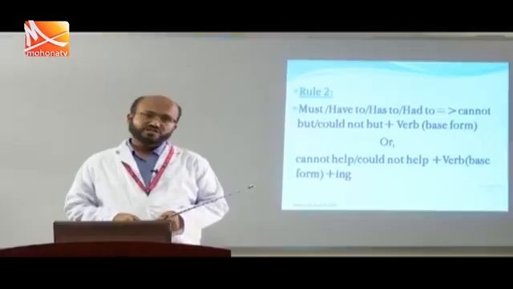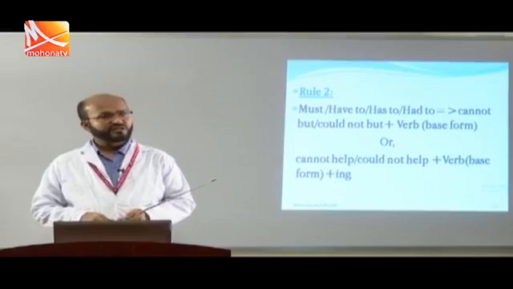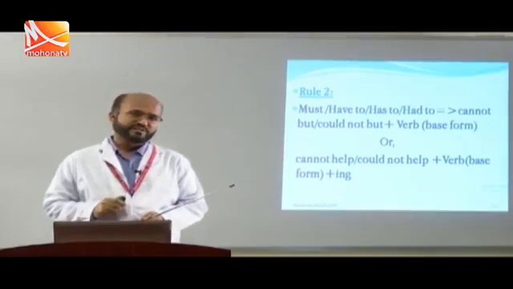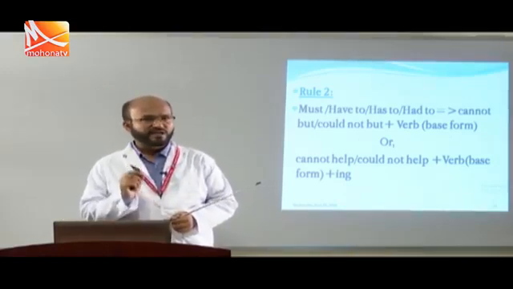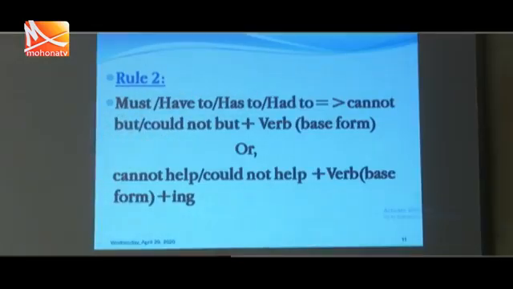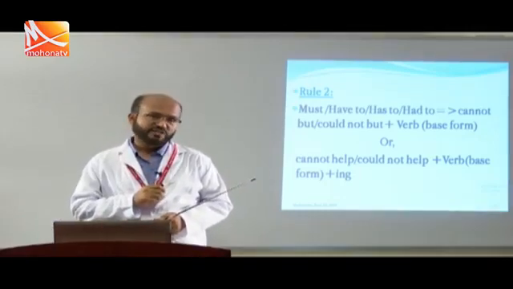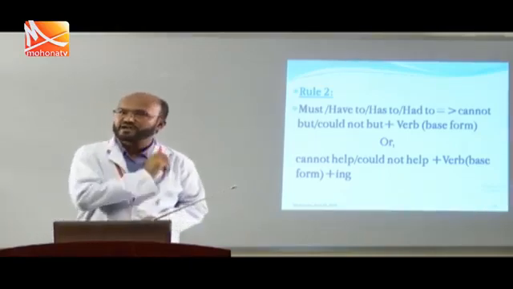Number 2: must, have to, has to, had to. Just think carefully. Must, have to, has to in the present, and in the past, had to. So in the present, you see cannot but. See here, cannot but. In the past, it is could not but. But you have to remember there will be the base form after that. Next, cannot help or could not help, verb plus ing.